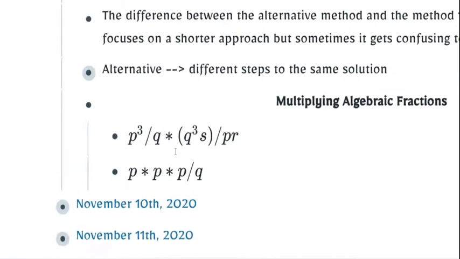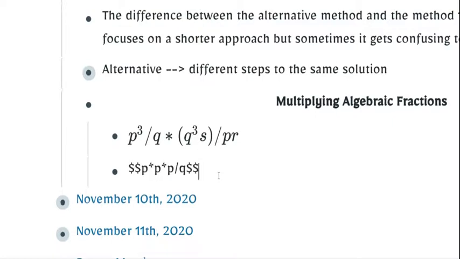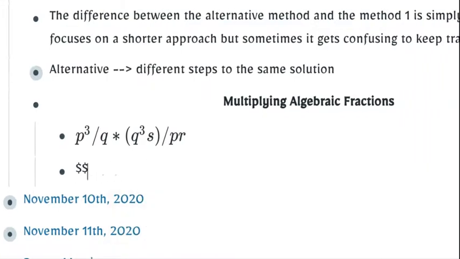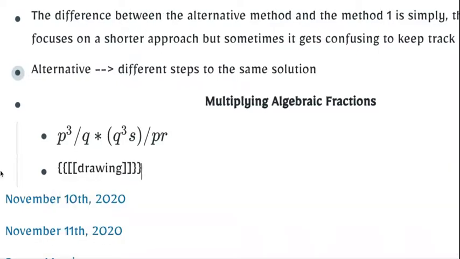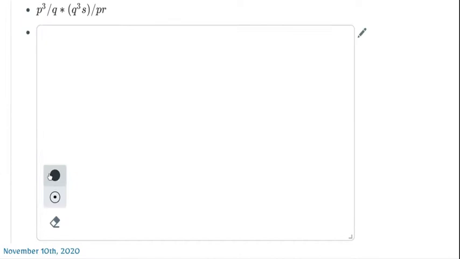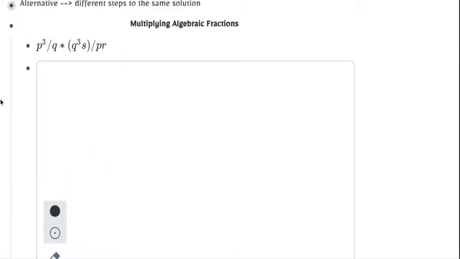So let's say we have two fractions that are multiplying. How would we solve this? That's what we're going to go through today. The first step, again, we just simplify. So let me put a little drawing board right here so you guys can follow along with me. Okay, good. Excellent. So let's take this step by step.